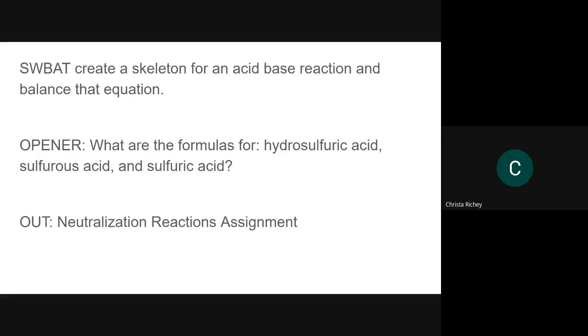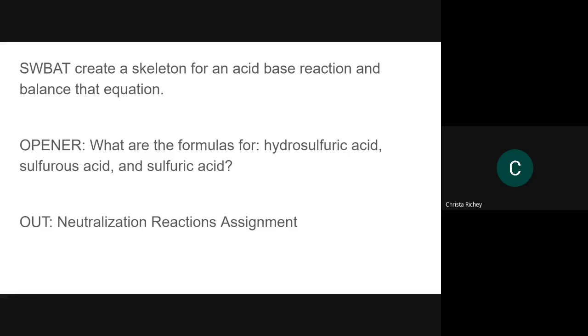Positive 1. Okay, so I'm going to do all three of them side by side. So I know that they're all starting with H plus 1. Some of them are going to have oxygen in them, and some of them are not. And that's sort of the hard part about acids, is there's different types. So what's the other element that these 3 acids have in common? Sulfur. Okay, so I'm going to do the hydrosulfuric first.